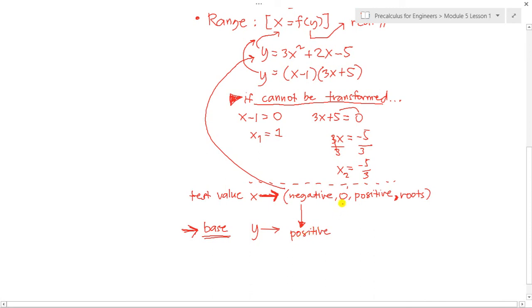How about 0, class? If we substitute 0 to our function, unsay result? Negative 5 because this would become 0 and this would become 0, di ba? So what's left is negative 5. So therefore, for a test value of x equals 0, our y is negative 5. Mo jump siya pa negative 5.